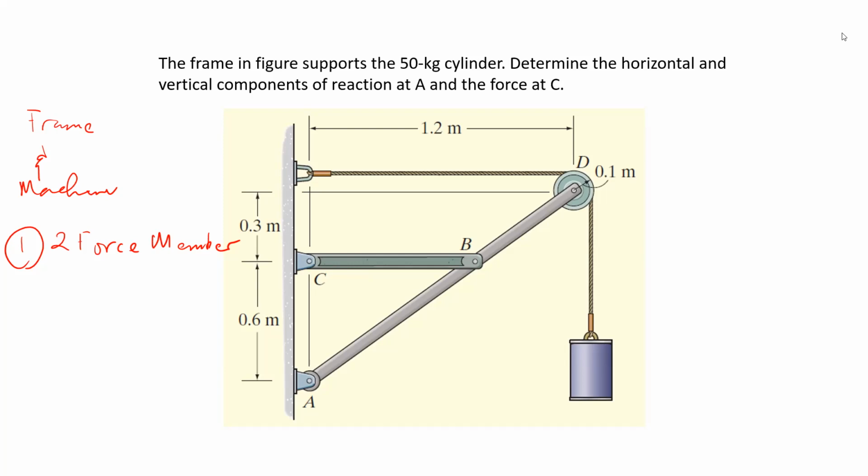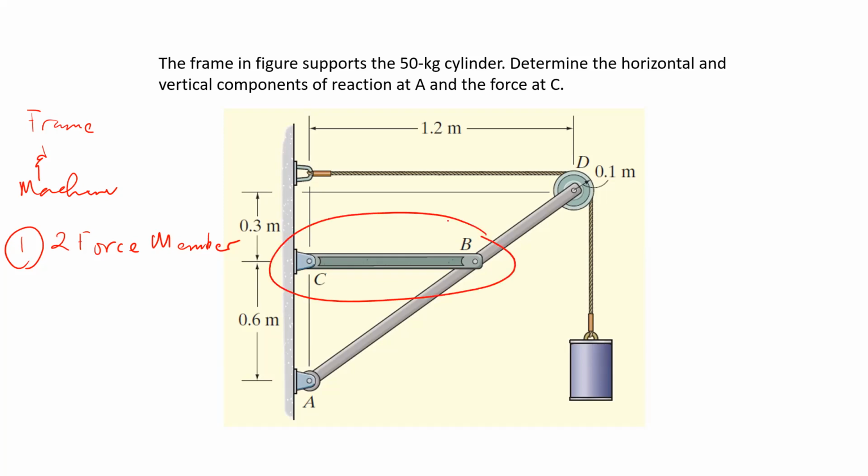Hello, Adam. CB, sir. CB, yes, correct. CB is a two force member. A two force member is actually very easy to determine: as long as the forces only happen at both ends, most likely it will be a two force member. And besides that, if the pin is frictionless and the force is only at both ends, it will always be a two force member. So BC here is a two force member.